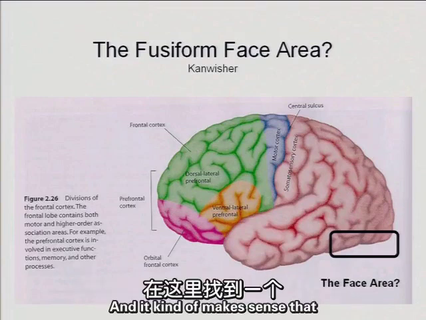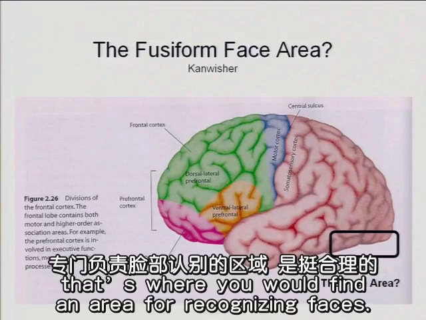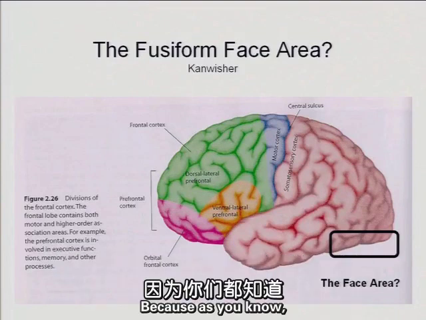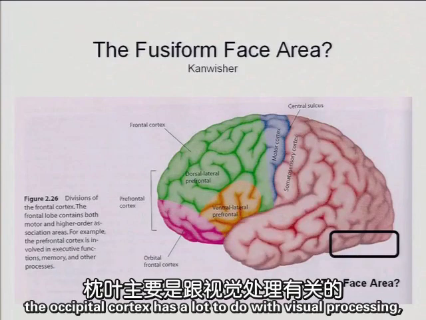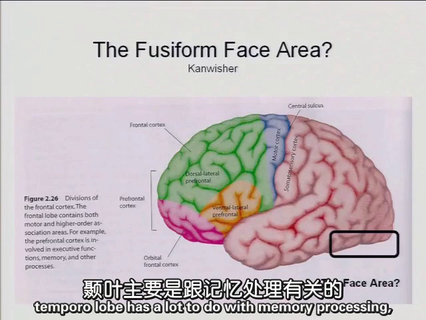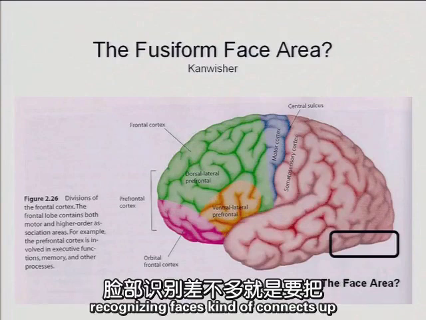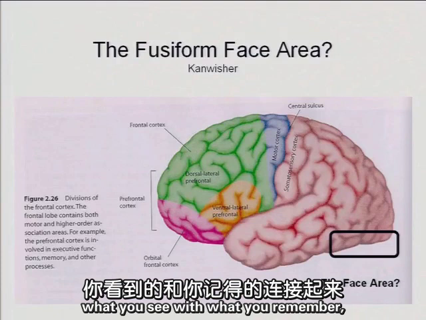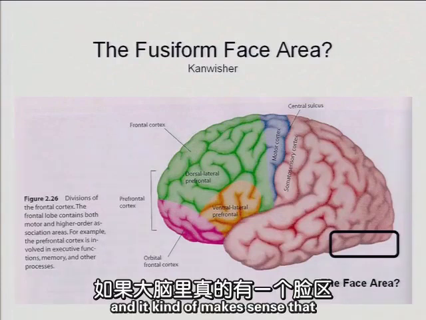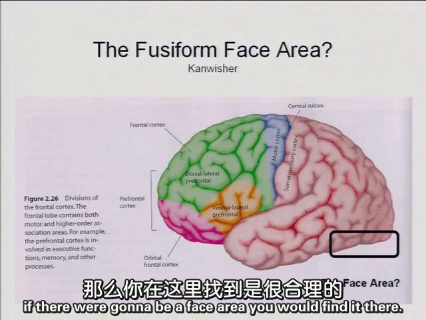And it kind of makes sense that that's where you'd find an area for recognizing faces, because as you know, the occipital cortex has a lot to do with visual processing. The temporal lobe has a lot to do with memory processing. Recognizing faces, you've got to connect up what you see with what you remember, and it makes sense that if there were going to be a face area, you'd find it there.